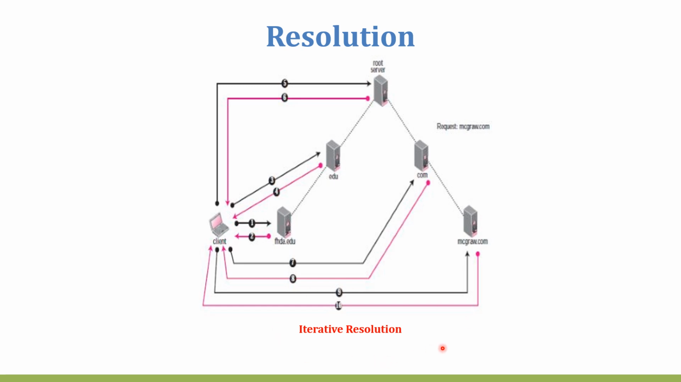Iterative resolution. If a server is an authority for the name, it sends the answer. If not, it returns the IP address of the server that it thinks can resolve the query. The client is responsible for repeating the request to the second server. The client repeats the same procedure to the next server and so on. This process is called iterative because the client repeats the same query to multiple servers.